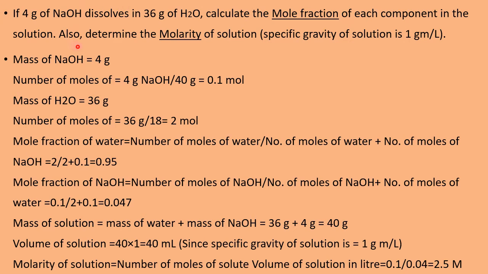What is the mass of solute NaOH? 4 gram. So how to calculate number of moles from 4 gram? As usual, mass given by the molar mass, 0.1 mole. So 4 gram of NaOH means 0.1 mole of NaOH. In the same way, mass of water given equals 36 gram and molar mass equals 18. So 36 by 18 gives the number of moles of water, that equals 2 moles.